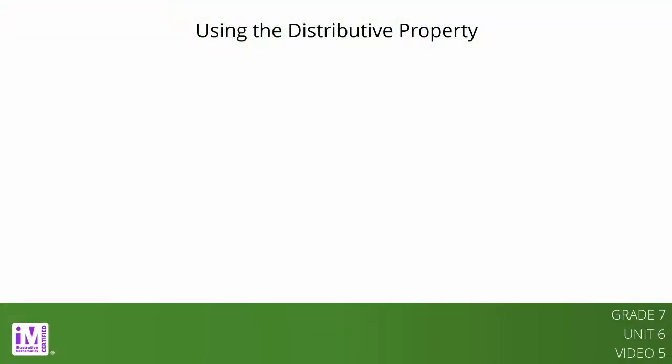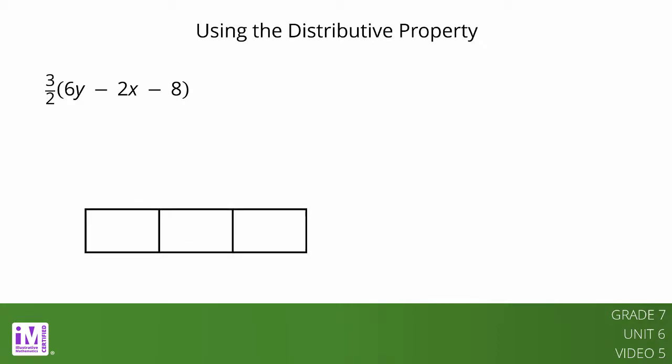We can use rectangles to organize the work of multiplying expressions. For example, the product 3/2 times the quantity 6y minus 2x minus 8 can be found by drawing three rectangles, with the factor 3/2 on one side and the three terms inside the parentheses on the other side. Remember, we can rewrite subtraction as adding the opposite.